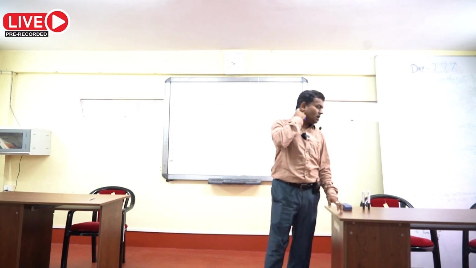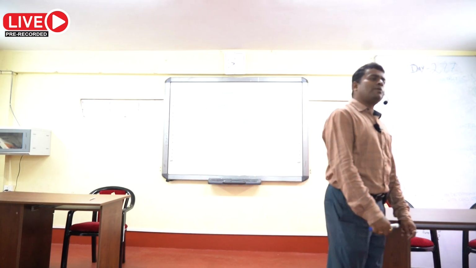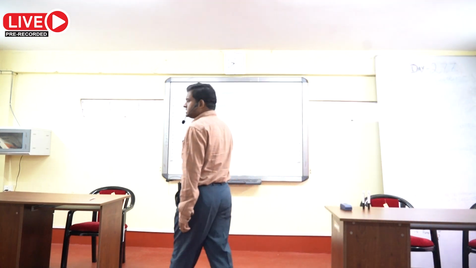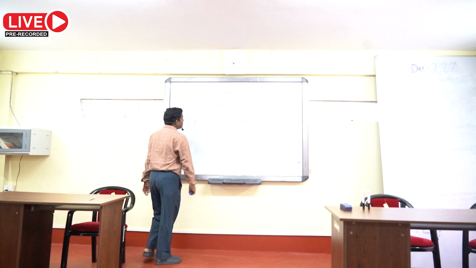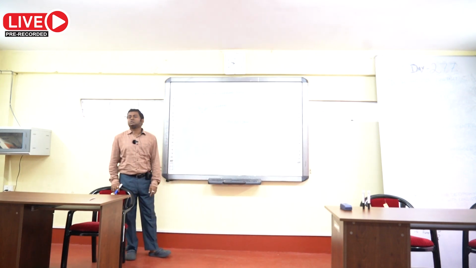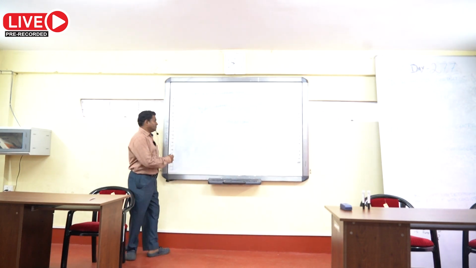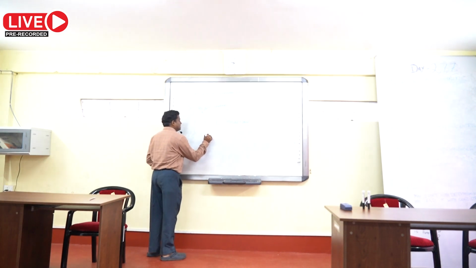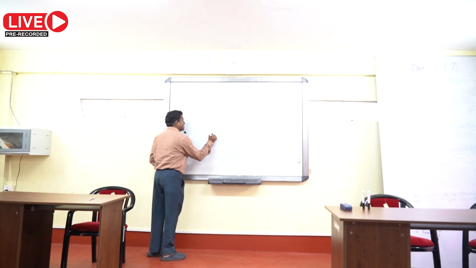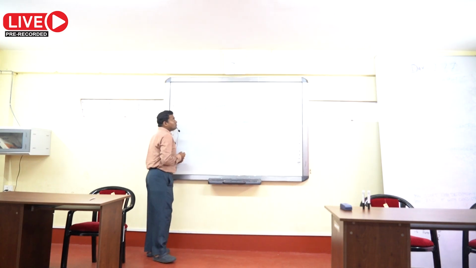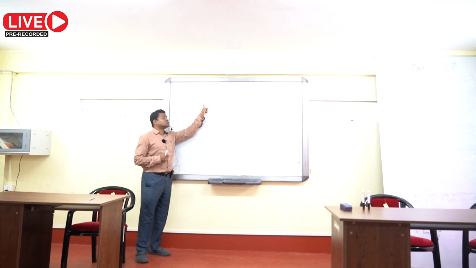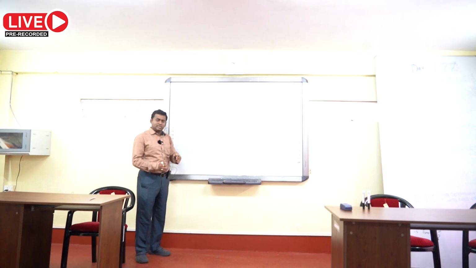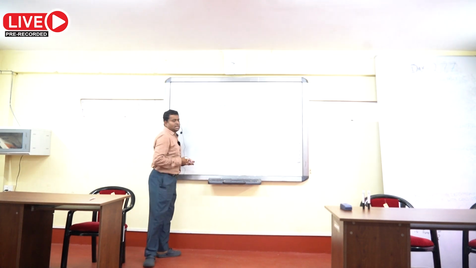Now there should be some proportionality constant. That proportionality constant is taken as k, called the spring constant or the force constant of the spring. So F can be written as k into x. Now see one thing, in which direction does the restoring force act? Along this, and displacement is in the opposite direction, so there should be a minus sign.